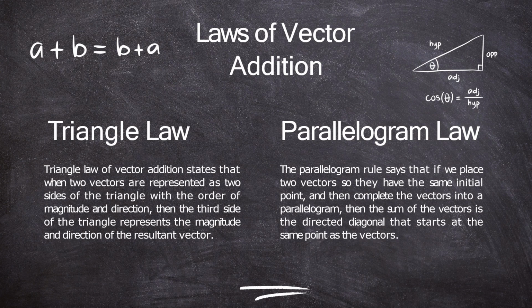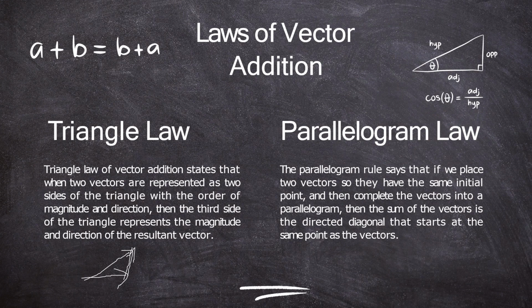That is, if the vector is drawn like this. See, this head is meeting the tail of this vector. Then the third vector should be drawn like this, such that this vector will be the sum of this and this. That is the triangle law.